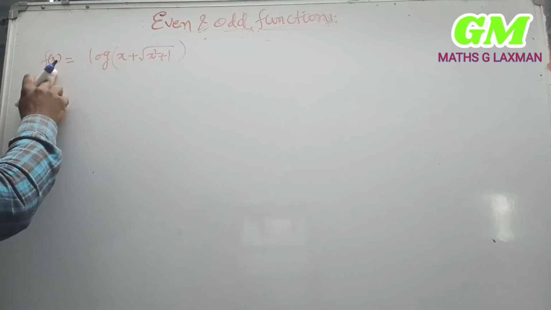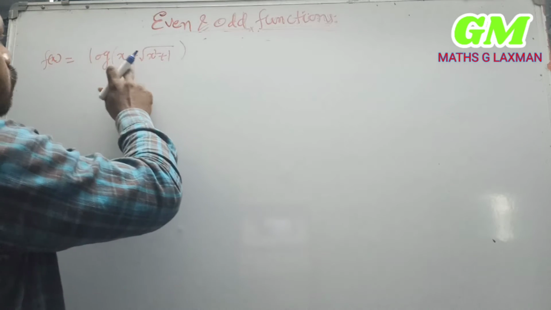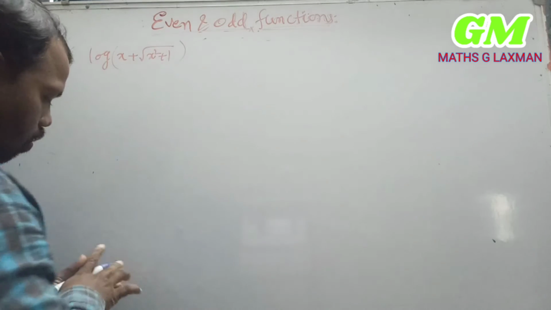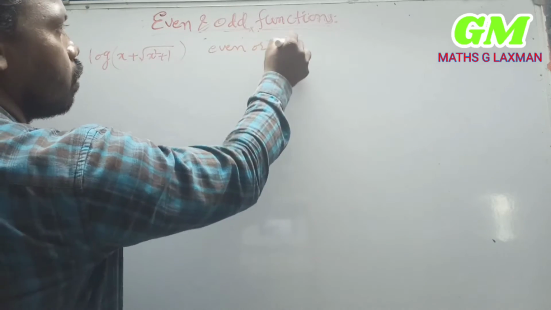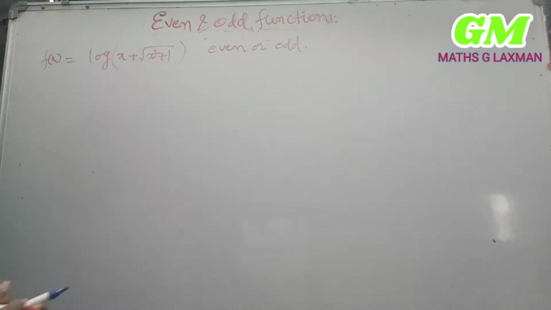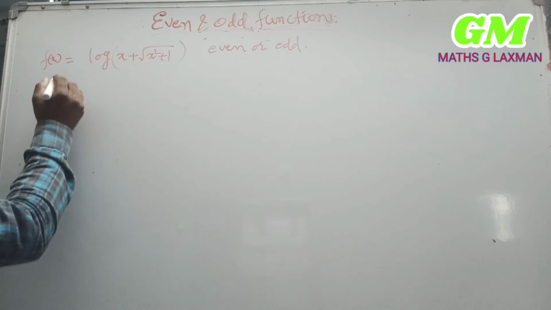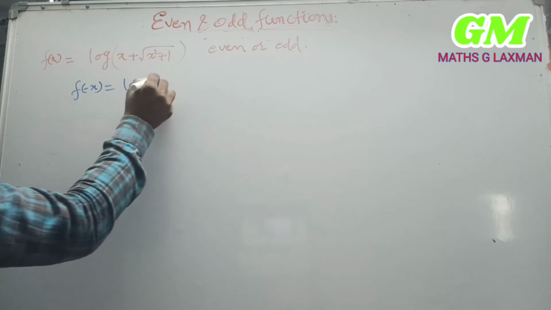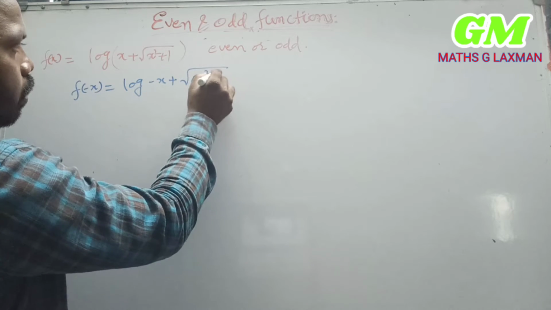Here we have f of x, which is equal to log of x plus under root of x square plus 1. So check whether it is even or odd. How can we prove this? f of x is equal to log of x plus under root of x square plus 1 is given. So we need to substitute f of minus x. So log of minus x plus under root of minus x whole square plus 1.